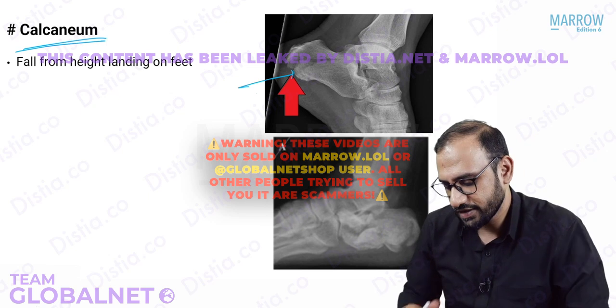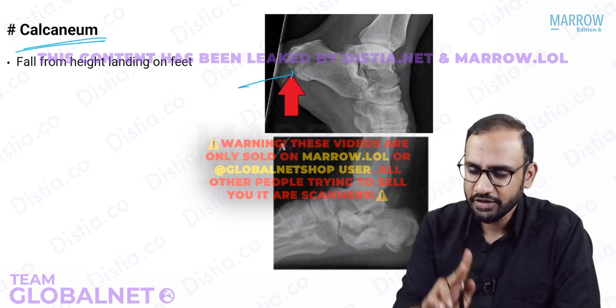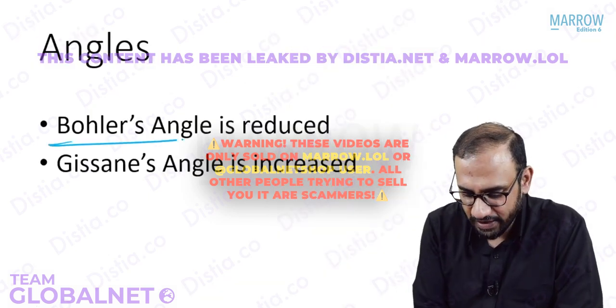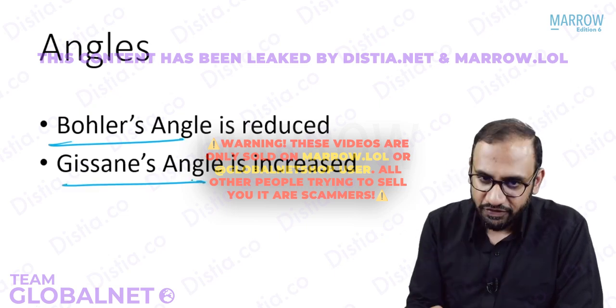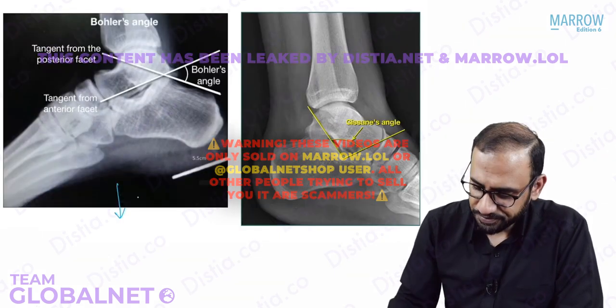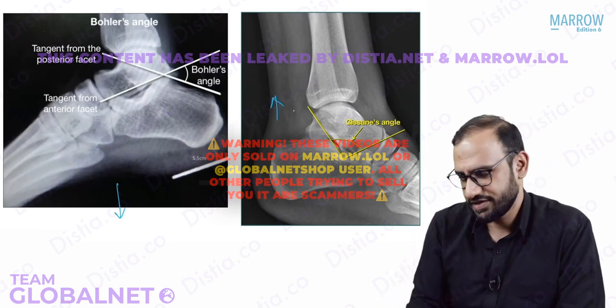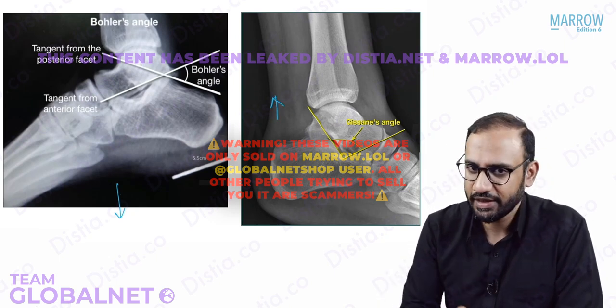Anyways, calcaneum fractures, fall from height. There are two angles here. A lot of MCQs come from that. Bowler's angle and Gissane's angle. In calcaneum fracture, Bowler's angle is decreased and Gissane's angle is increased. That's all you need to know about calcaneum fractures.